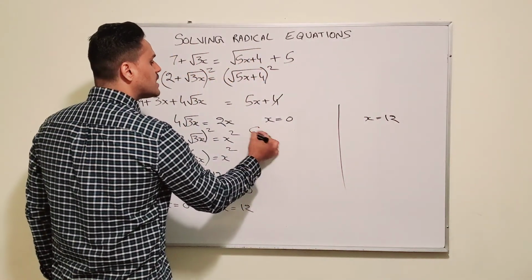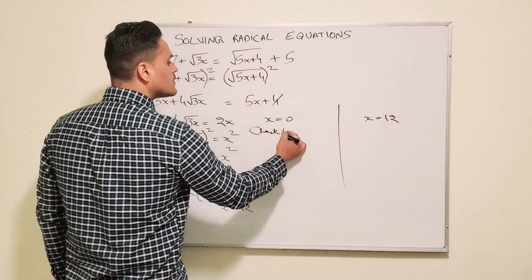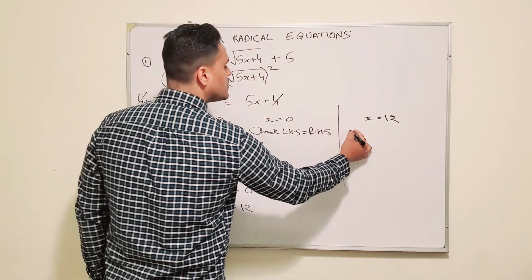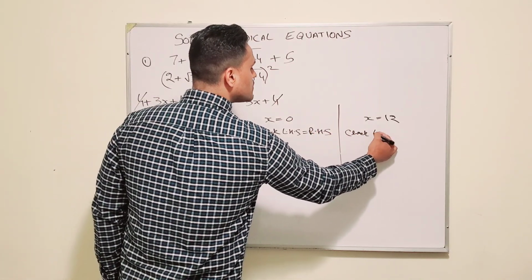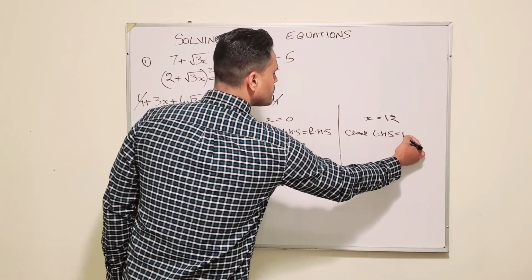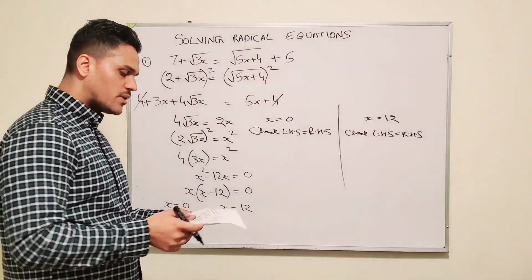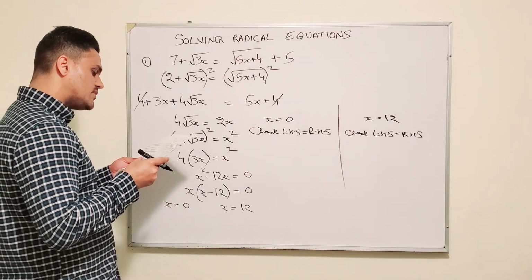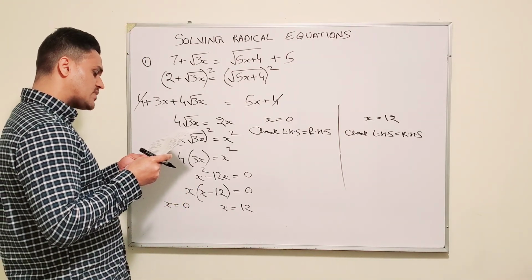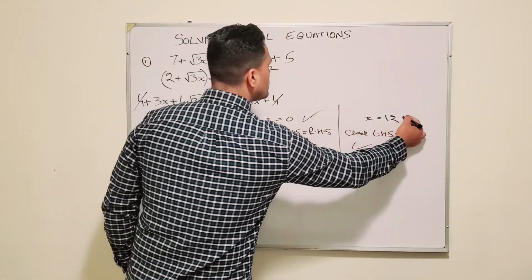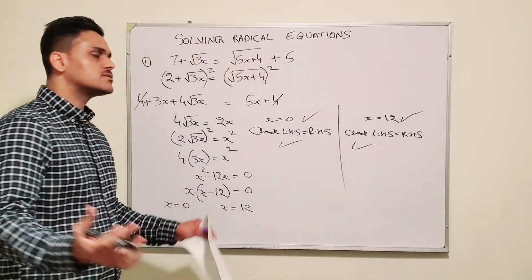We're going to have to check our left hand side for the right hand side for each one of them. Now again, I'm going to let you guys do that at your end. I do have the answers for these, so in this case, both of these roots are going to work, folks. So x equals 0 and x equals 12 are our solutions for this one.